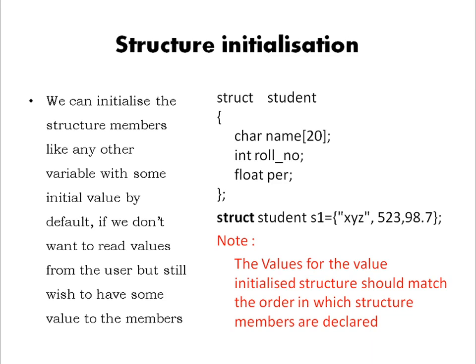Now this is a precaution you are supposed to take whenever you wish to initialize these values. The values need to be initialized in the same order in which the declaration appears. If the first is a string, the first has to be a string. If the second is an integer, the second has to be an integer. The third is percentage, a float, so this has to be a float value. The values for an initialized structure should always match the order in which the structure members are declared.